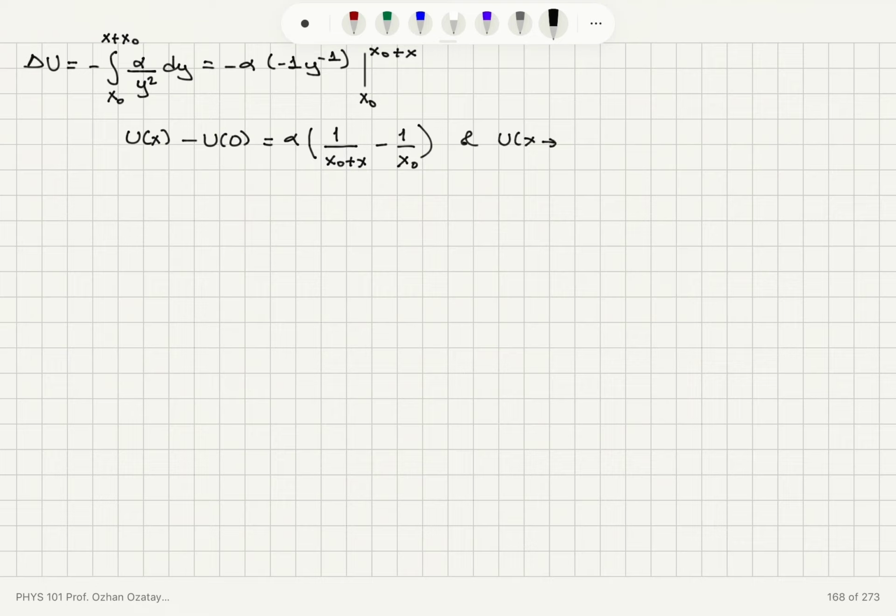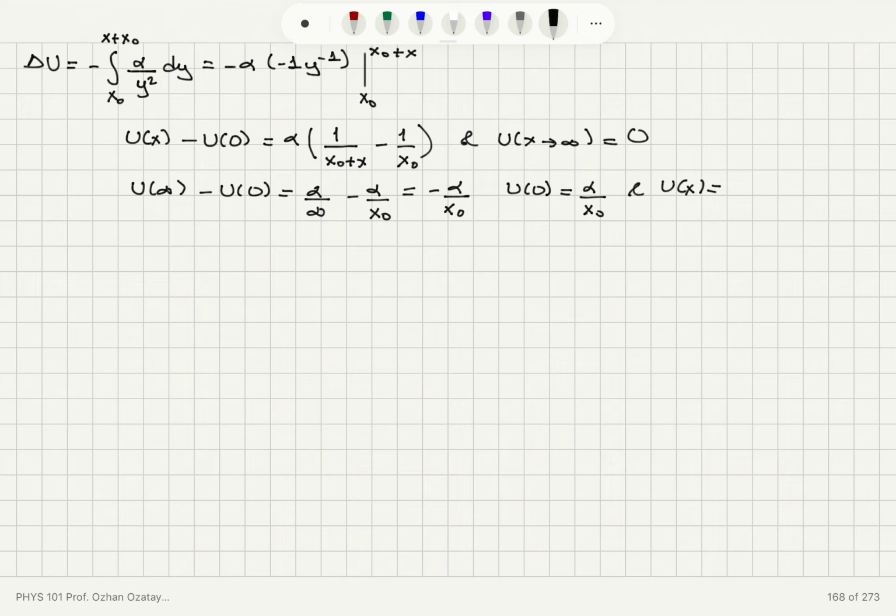The potential energy should go to 0 as x goes to infinity. So if I substitute x equals infinity here, I obtain U at infinity minus U0, which is going to be equal to alpha divided by infinity minus alpha divided by x0. This is minus alpha divided by x0. So the potential energy at x equals 0 is alpha divided by x0, and the potential energy as a function of x will then be given by alpha divided by (x0 plus x).